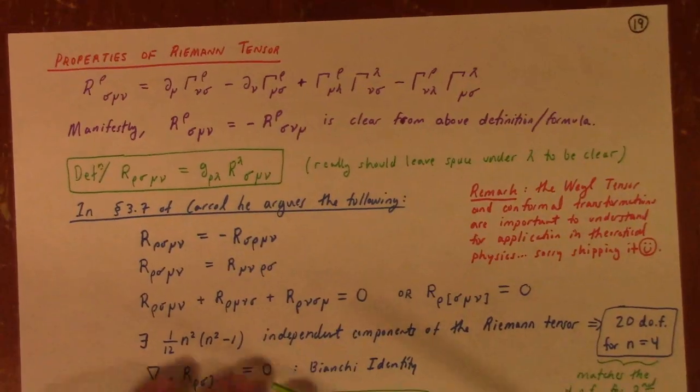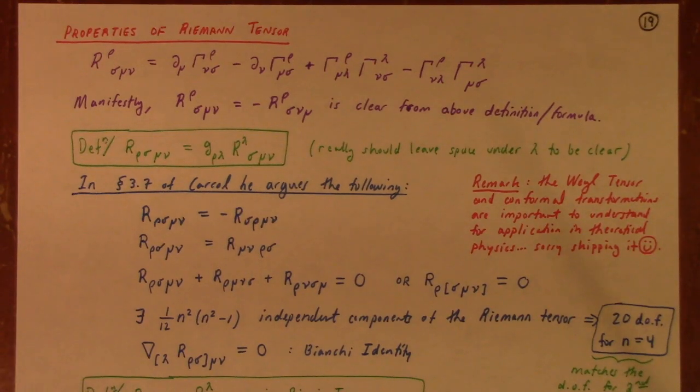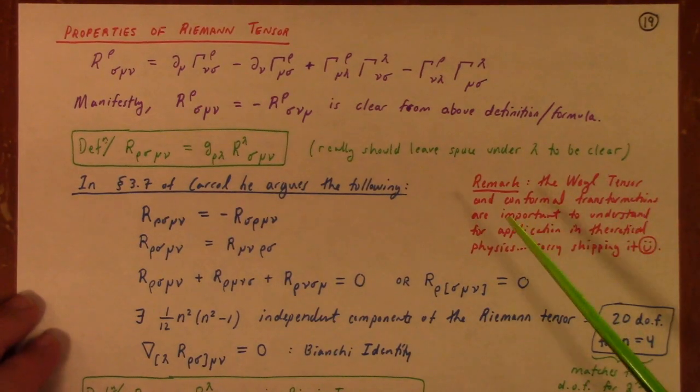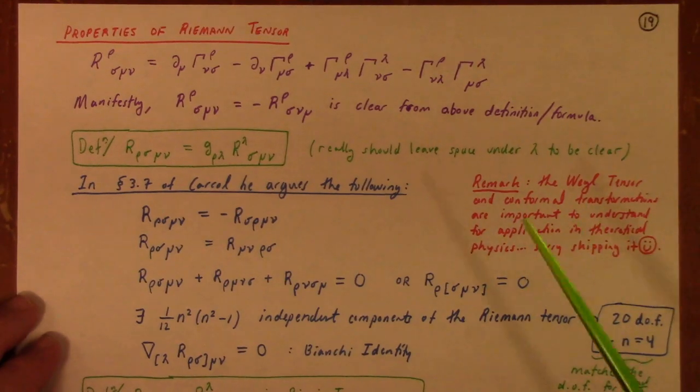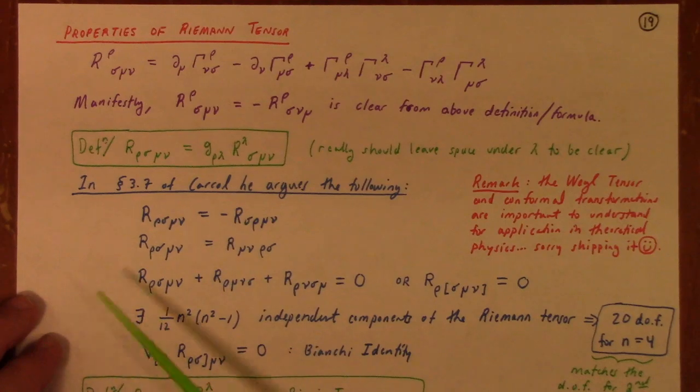So I thought that was a kind of neat argument. And then page 19 here. Here I collect all of the properties of the Riemann tensor. I think Carroll spends about 3 pages really diving into some of these. I'm just going to give you a quick overview.